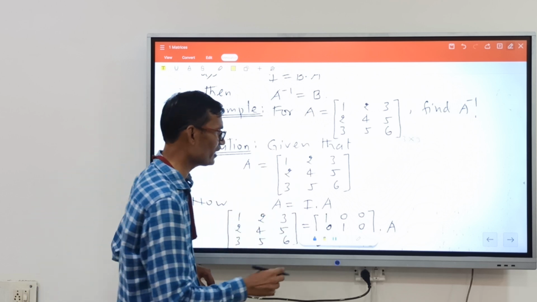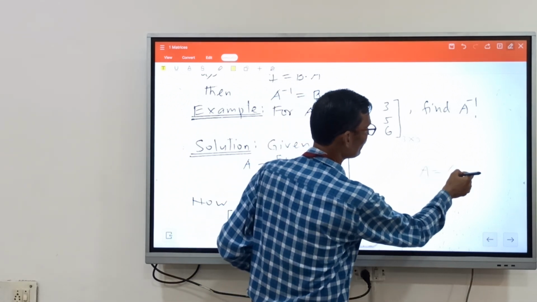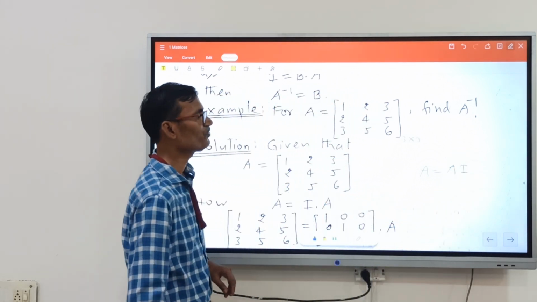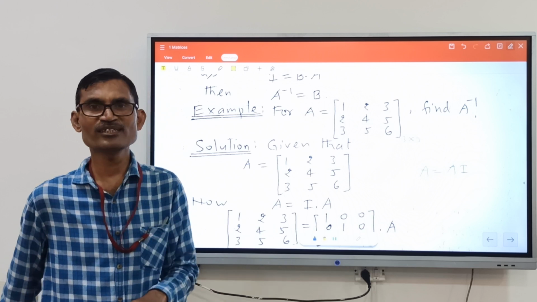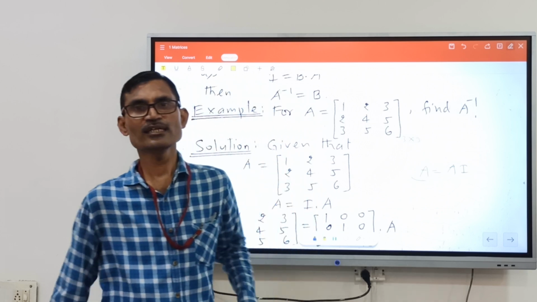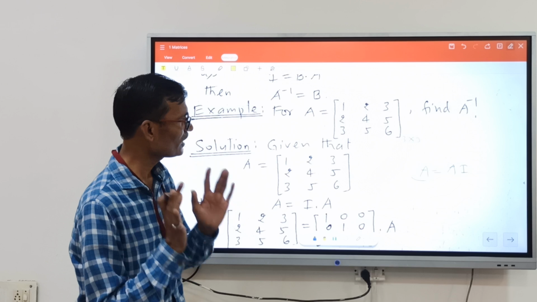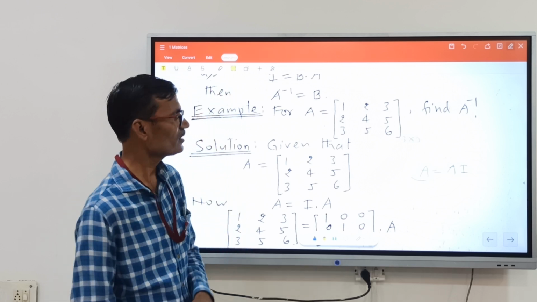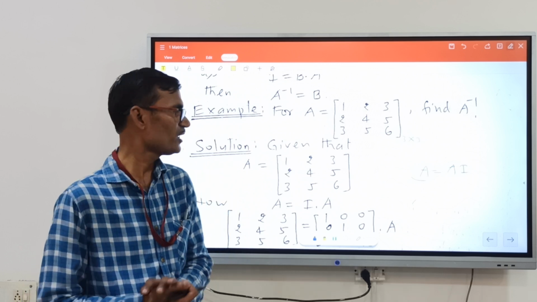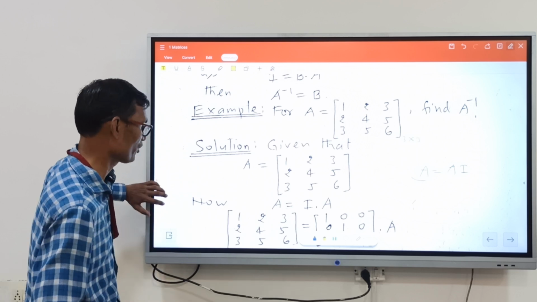Remember one thing very clearly, that we don't have to write A into I here. It will violate the property of elementary transformations. When we are using elementary column transformations, we write A equal to A into I. But whenever we are going to use the elementary row transformation, we have to use A equal to I into A. Remember this, it is very important.